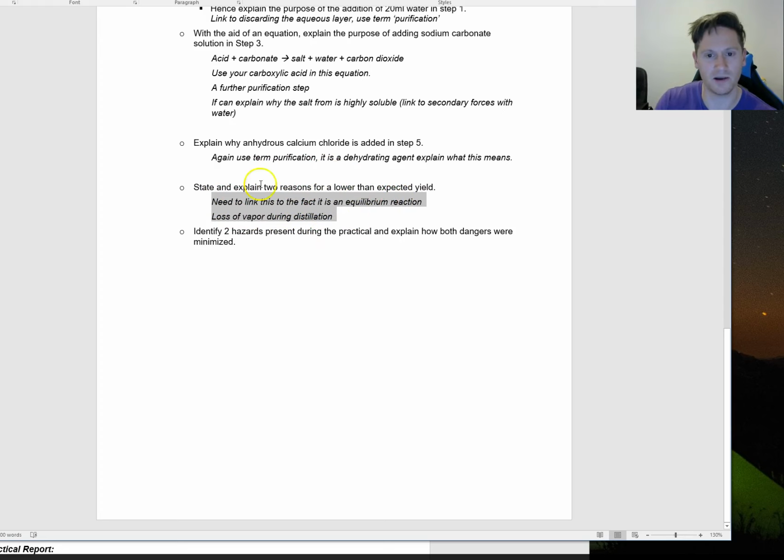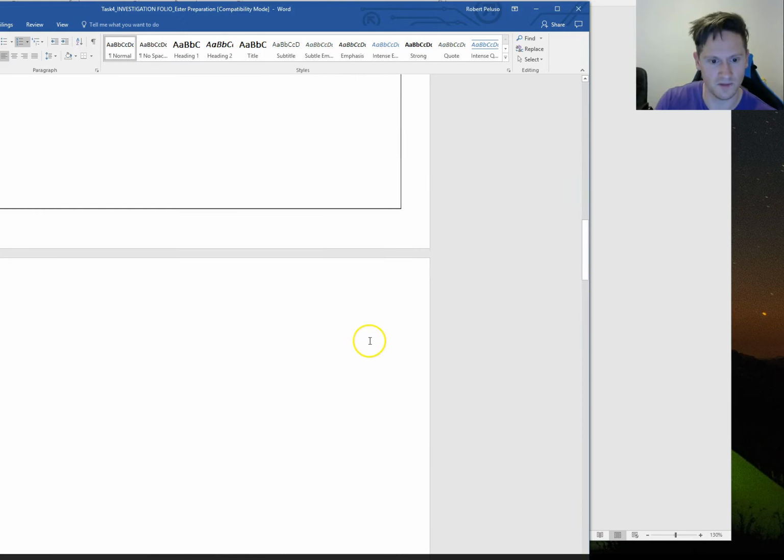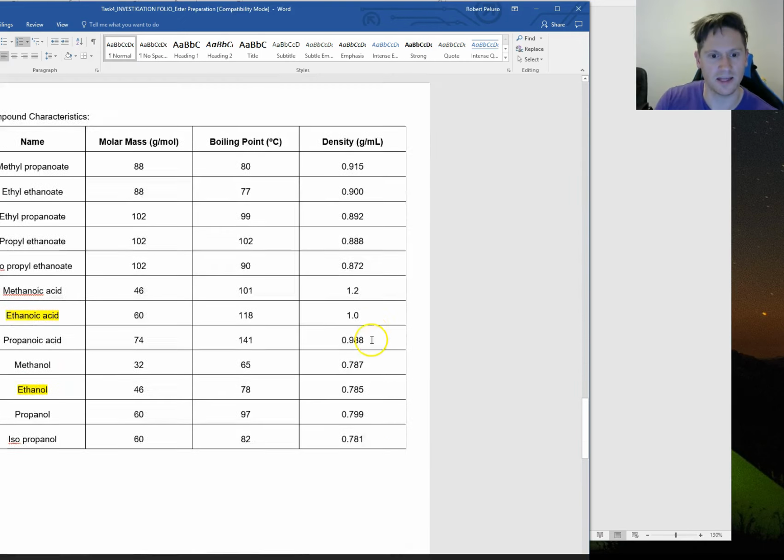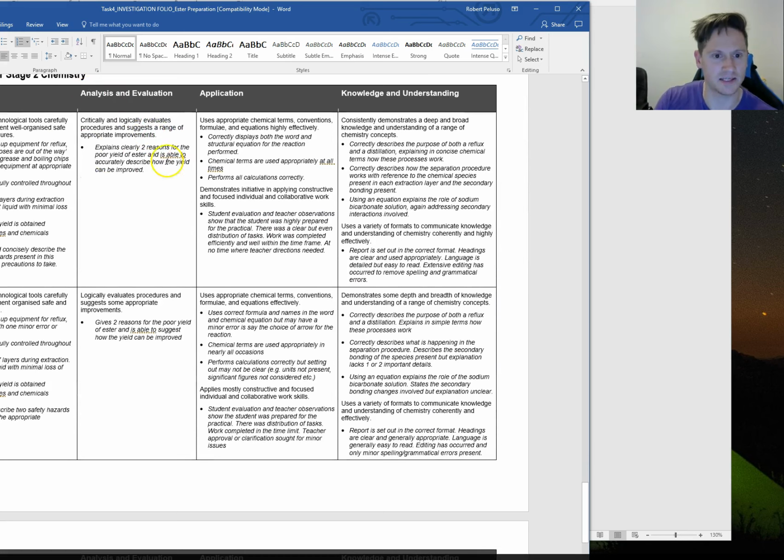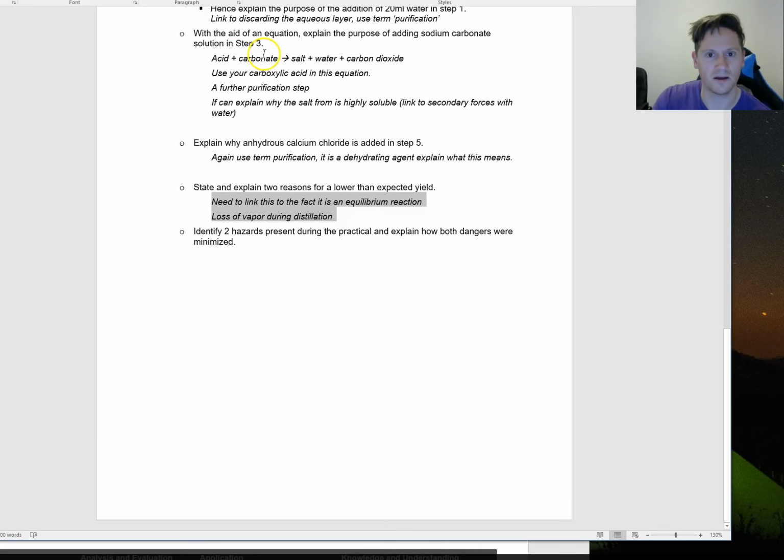So this is the part that you really want to focus on, because there's a whole section of the rubric that's about that. So this analysis and evaluation is all about critically and logically evaluating procedures and suggesting a range of improvements. Improvements are easy. You basically just want to look up some Fisher esterification on the internet and then figure out what do they do that we don't do, and then why does that make the experiment more successful. Okay, so it is a lot of work.